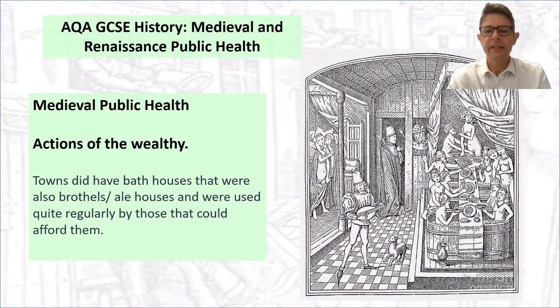Again, thinking about the wealthy, they might go to bathhouses to wash. Now, bathhouses are a bit like an ale house. It's a social place, but of course, washing was part of what happened in that place. And then religion is important.